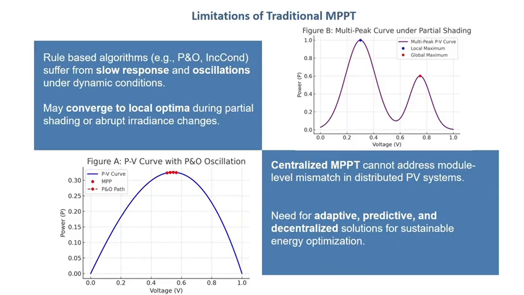Finally, most MPPT systems are centralized, treating the PV array as a single unit. This doesn't work well in distributed systems, where each module can behave differently due to shading, temperature, or aging. What we really need is a more intelligent and adaptive solution, one that can learn from data, react in real time, and optimize each module individually. To address this, we propose an AI-assisted MPPT controller that can overcome the limitations of rule-based logic. Let's take a look at how it works.